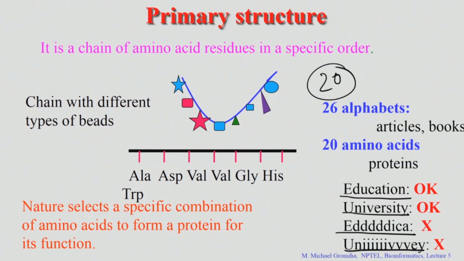Likewise, proteins are formed by different amino acid residues, but there should be some specific combinations, right. And then again if you see in this chain, this is the main chain, like a chain with beads. This is common for all the amino acids, this is called the main chain, right. And here the beads are different. This is called the side chains.